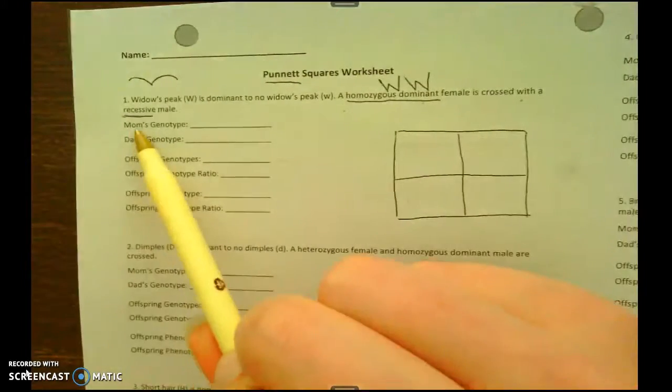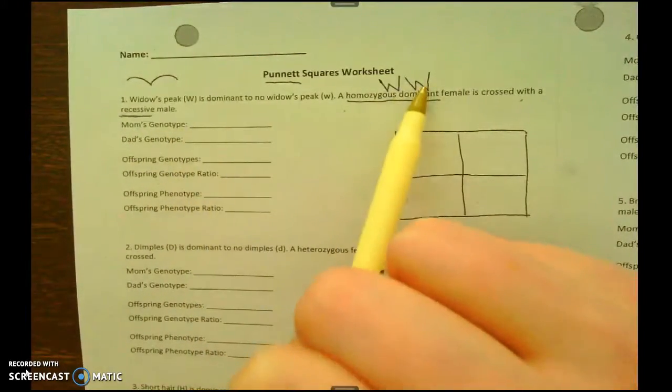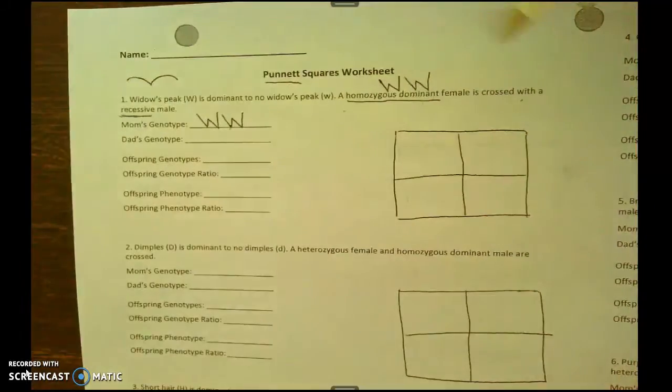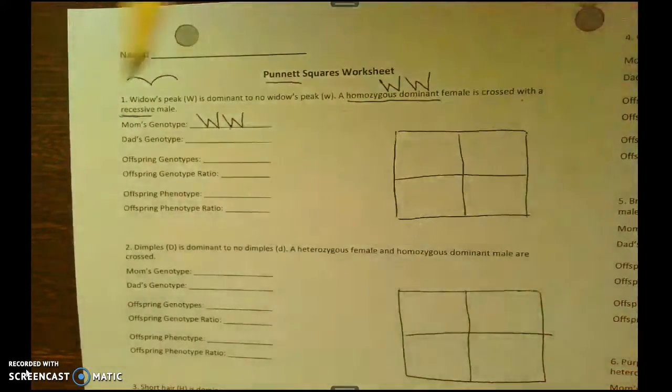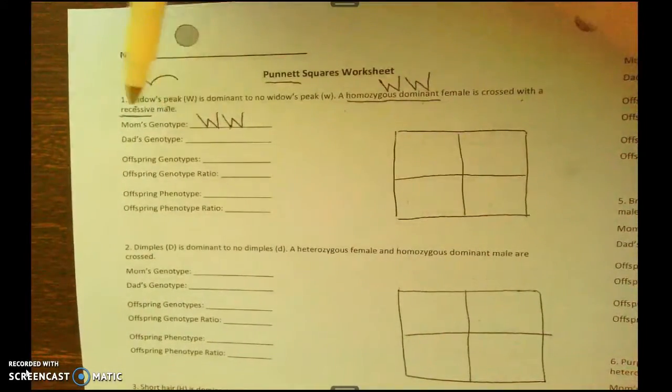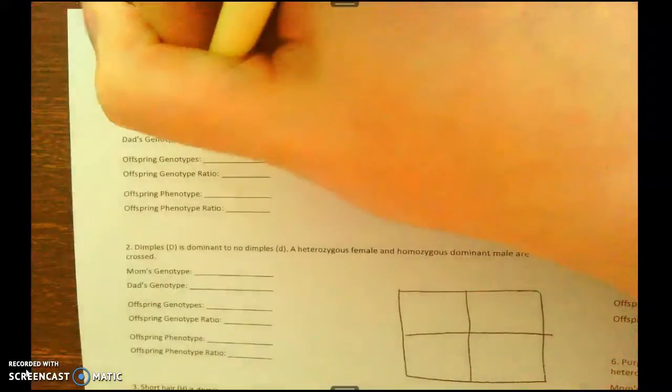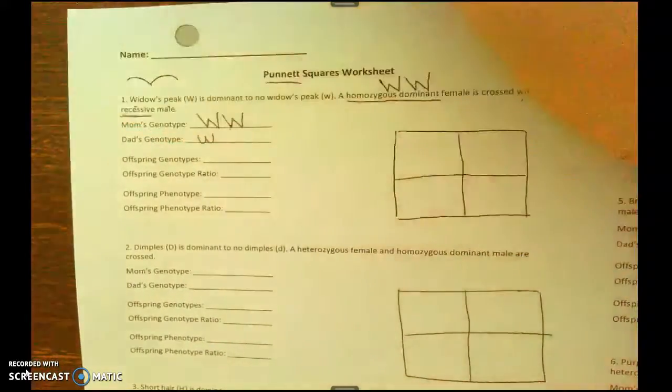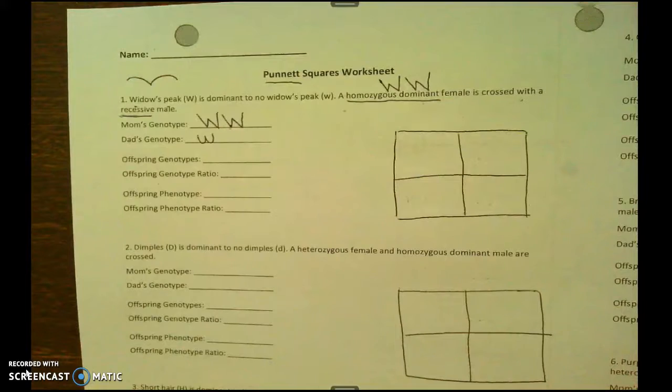And it says right here, mom's genotype. So we're actually going to write this in here. It's asking for the mom's genotype. It's 2 capital W's. And it's crossed with a recessive male. So recessive means lowercase. So we're going to use little w's. And a lot of kids ask, well, if it only says recessive, how do I know if it's going to be a big W or a little w with that little w already?